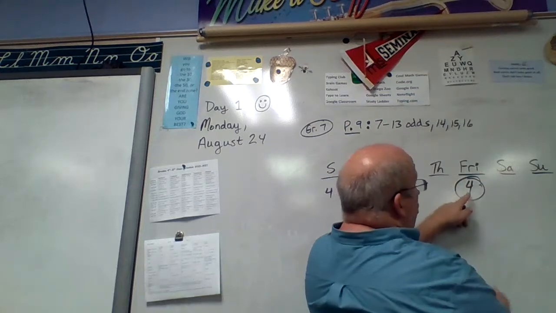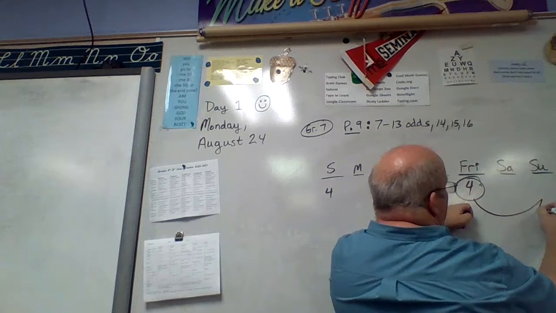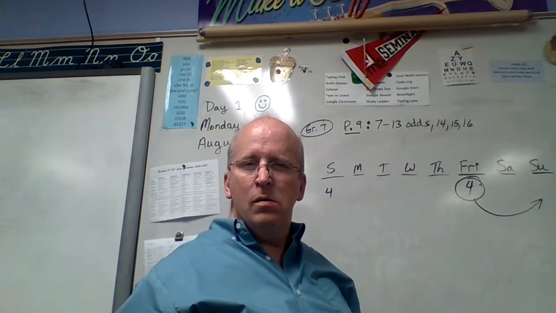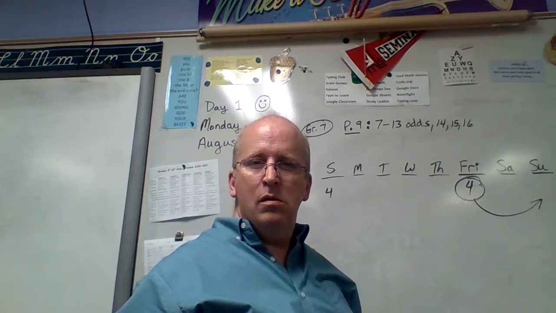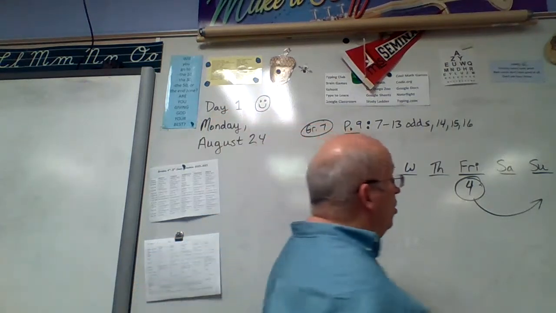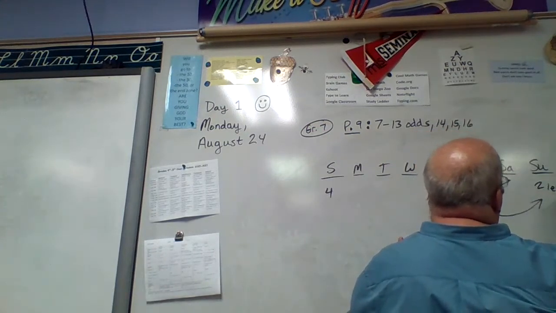These seeds were half gone on Sunday, which means that between here and here, how many pounds of seeds were eaten? 2, right? Half of 4 is 2. So we've got 2 left, 2 pounds left here.